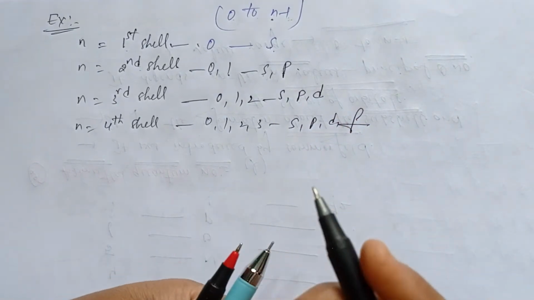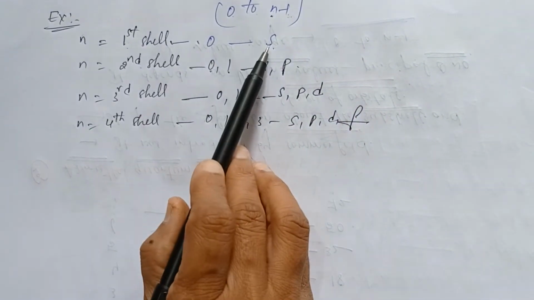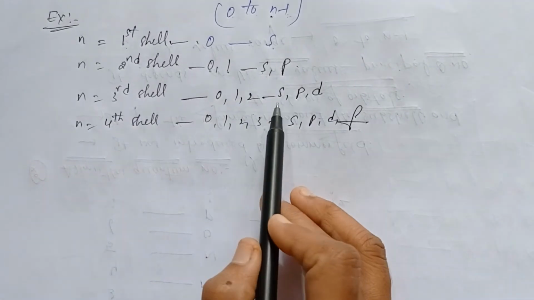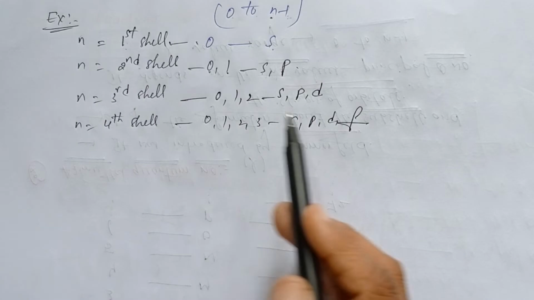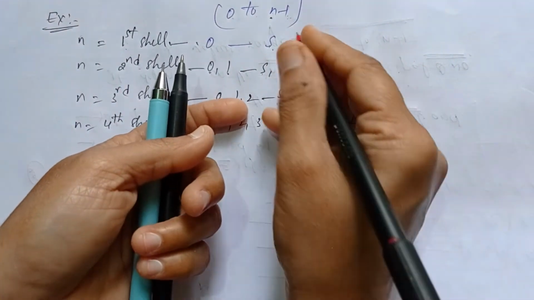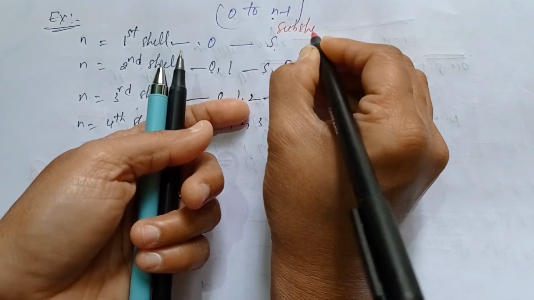Now here see, students, the first shell contains only one subshell. The second shell contains two subshells. The third shell contains three subshells: 1, 2, 3. The fourth shell contains how many subshells? These are all subshells. Are you clear?